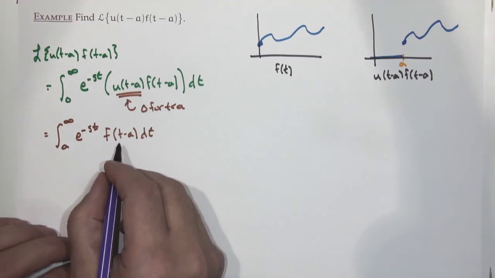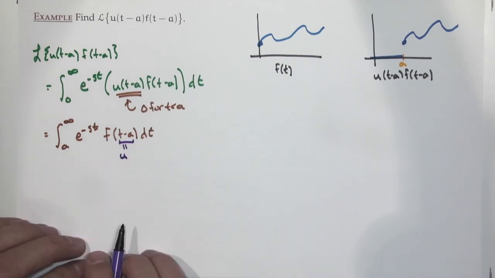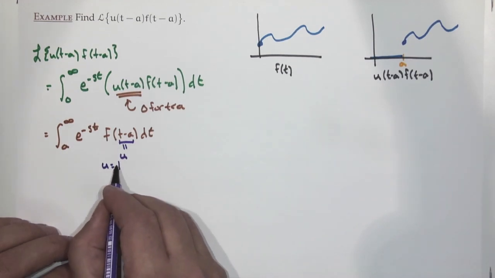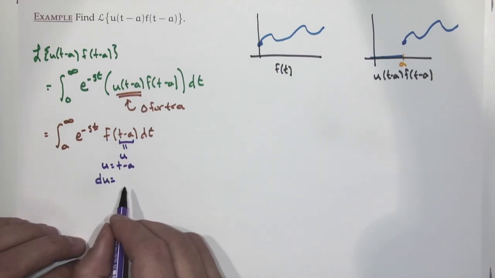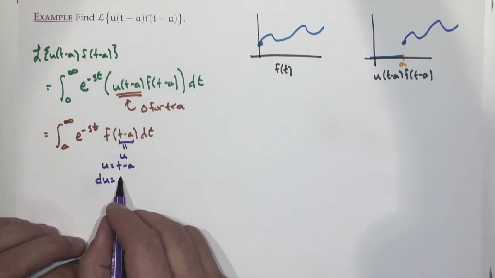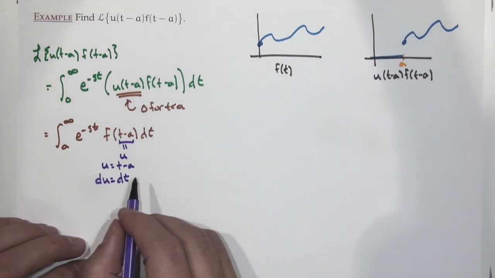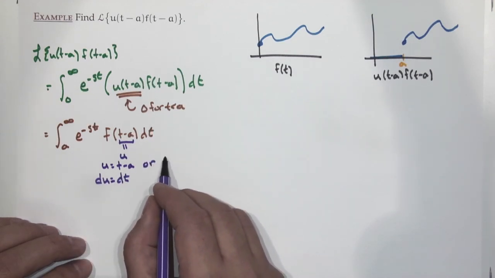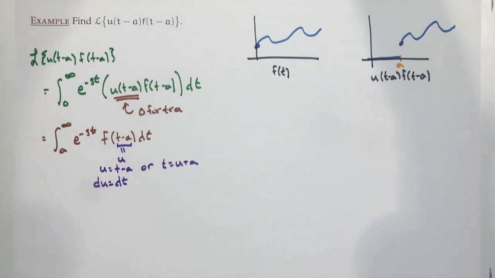So an idea, substitution. Let's call this part u. So u equals t minus a. So remember here, a is a constant. What is du? dt. All right, well that's good. All right, so u equals t minus a. Another way to say this is that t is equal to u plus a. True story. Just move the a across.